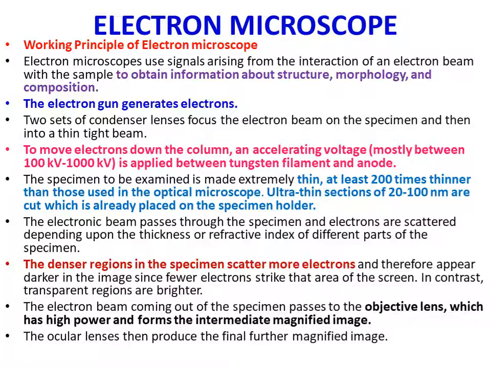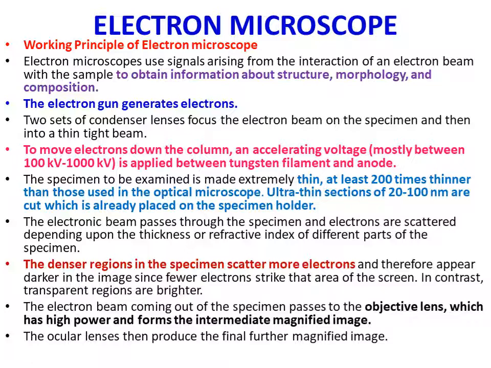Two sets of condenser lenses focus the electron beam on the specimen into a thin, tight beam. To move electrons down the column, an accelerating voltage, mostly between 100 kilovolts to 1000 kilovolts, is applied between the tungsten filament and the anode. So the electrons move between the tungsten filament and anode, accelerated by a voltage of 100 to 1000 kilovolts.